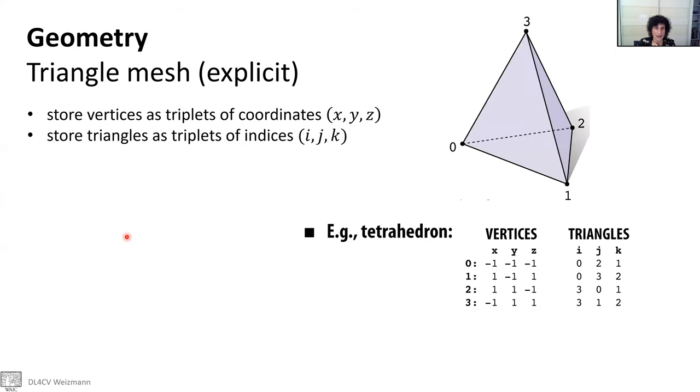Okay, let's continue. I'm going to speak about triangle meshes and the way that we represent geometries. So let's start with a very naive example. Let's say that I have a tetrahedron with four vertices, 0, 1, 2, and 3, and with four faces, four triangles, four polygons. The way that I represent this triangle mesh is by storing coordinates, like here. For each vertex, I store the coordinates. And for each triangle, I store the indices of the vertices that the triangle traverses, for example 0, 1, 2, like here. This is the way I represent explicit geometry.